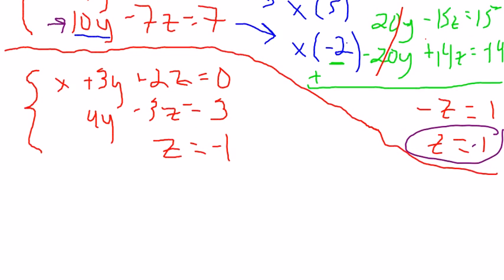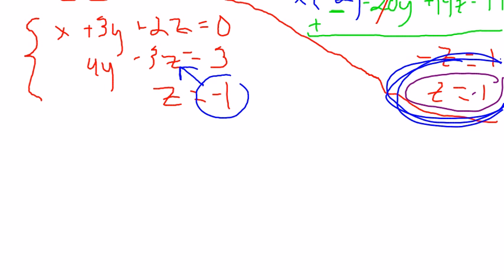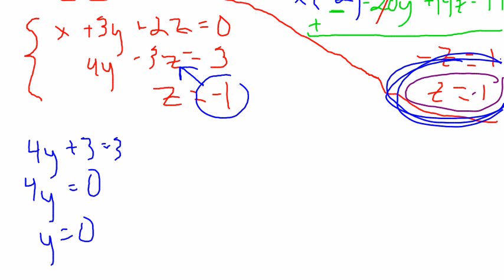Scroll down, got all this stuff out of the way. So from here, I'm going to plug this negative 1 in there. Remember, that's part of my answer, the negative 1. That gives me 4y, double negative, plus 3 equals 3, which says that 4y is equal to 0 when I subtract the 3 from both sides. Divide by 4, y is equal to 0. Boom, that is part of our answer as well.